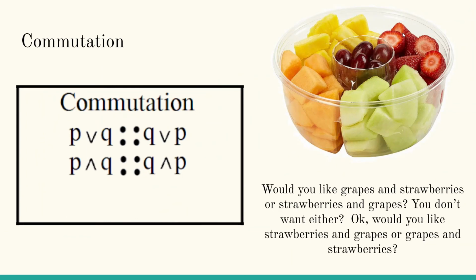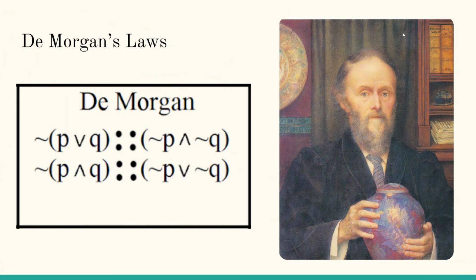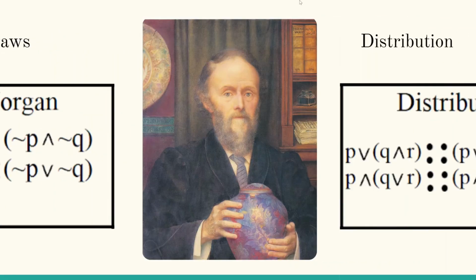Commutativity is when two statements are swapped in position. For example, P and Q is equivalent to Q and P. Both the AND and the OR operators are commutative. De Morgan's laws are also important when negating AND and OR statements. Not P or Q is equivalent to not P and not Q. Not P and Q is equivalent to not P or not Q.